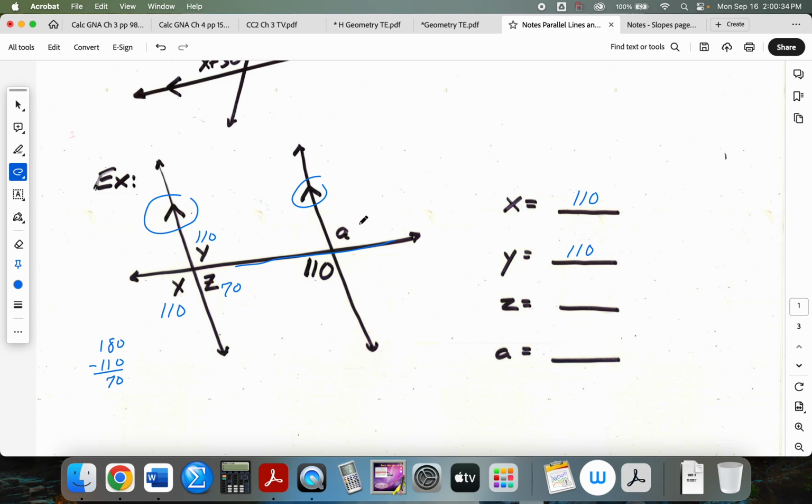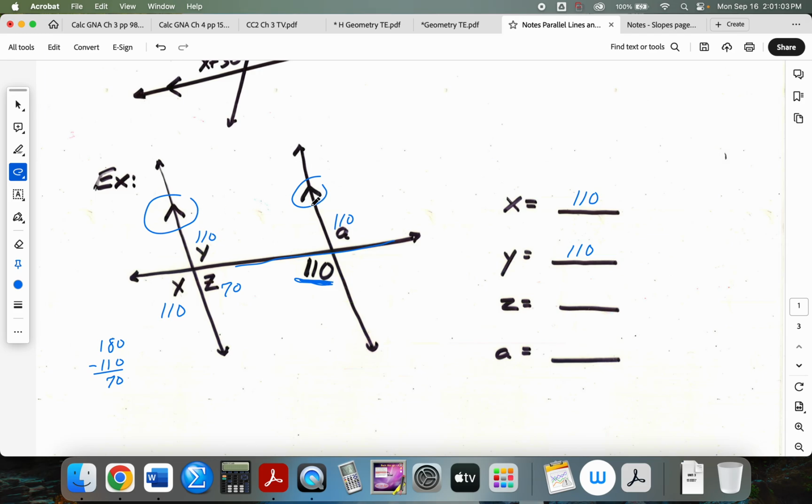And what's the measure of angle A? Well, what kind of angles are the 110 right here and A? Vertical, so they're the same. So here's what we should notice. What kind of angles are angle Y and the original 110? Yeah, they're alternate interior angles.